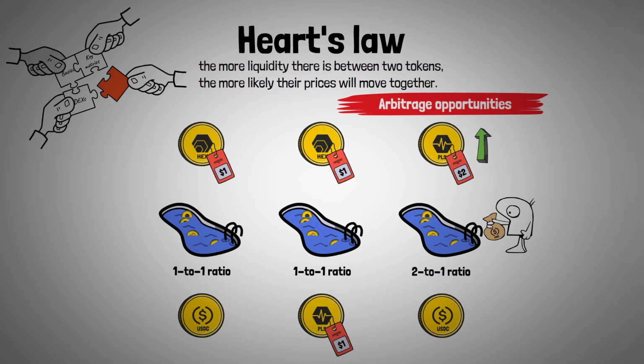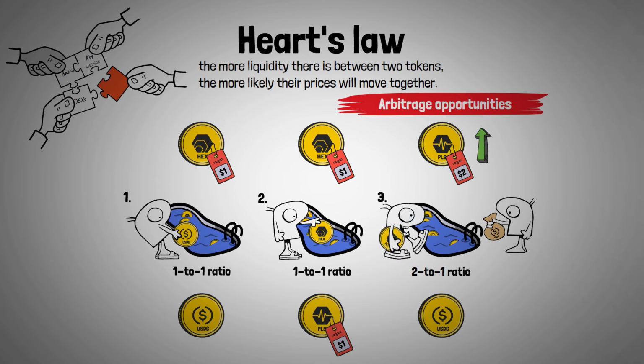In this scenario, people can profit by buying HEX for $1 in the USDC and HEX pool, swapping the HEX 1-to-1 for PLS in the PLS and HEX pool, and then getting double the amount of USDC by swapping PLS in the PLS and USDC pool. This process ultimately leads to adjustments in prices across the different coins involved, benefiting both PLS and HEX from the initial purchase of PLS. Of course, this is an extreme example where the buyer would have suffered significant price slippage, but it clearly demonstrates why the prices of tokens paired in liquidity pools tend to move together.